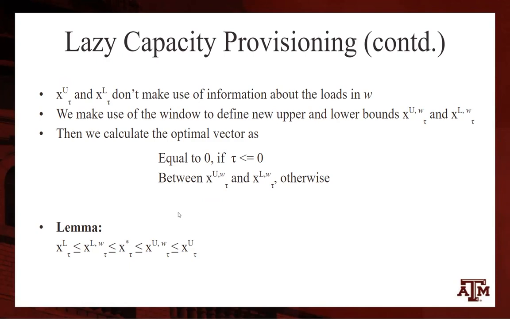And then, therefore, this is a lemma which follows from the way we compute the upper and lower bounds. We can see that the new lower and upper bounds form an even smaller margin for the optimal solution to fall in.